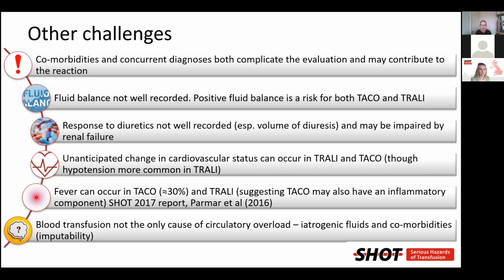Also, comorbidities might be related to the patient being overloaded, such as heart failure. So the patient may have already had overload because of heart failure or renal impairment. Again, this affects the imputability level, but doesn't mean to say that it's not TACO. Okay.